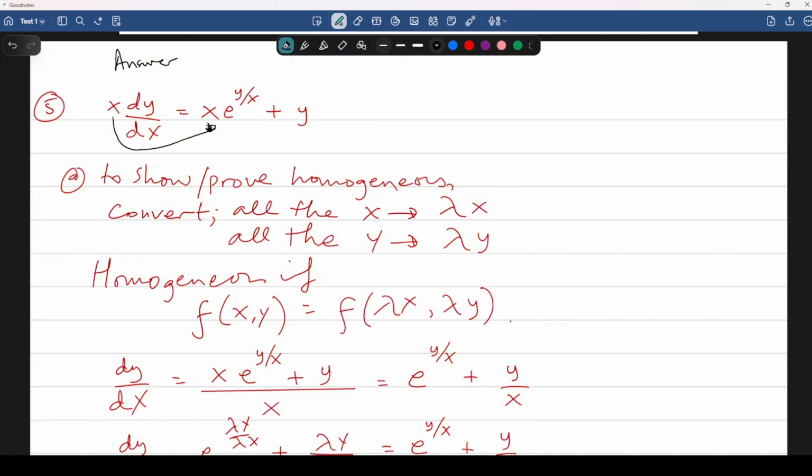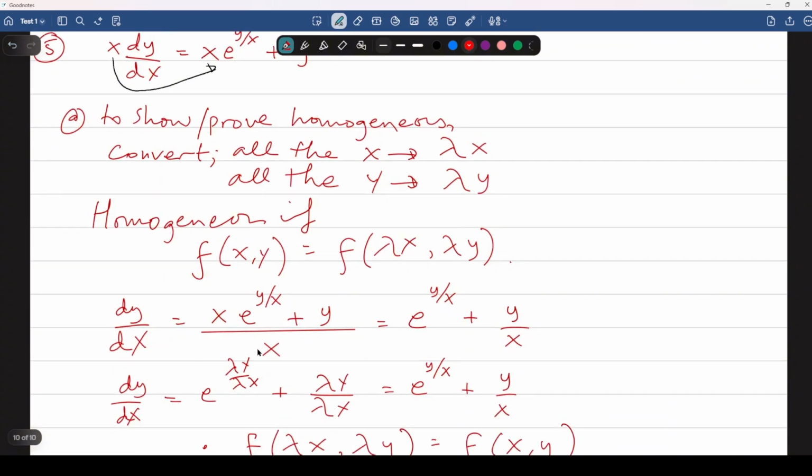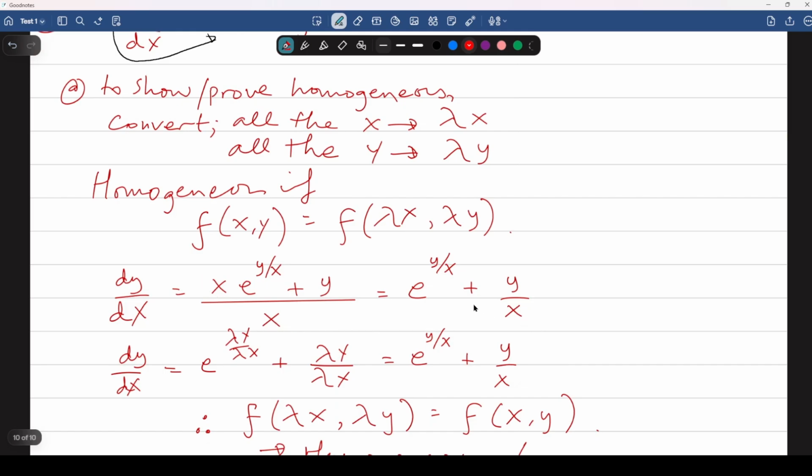So you have here x times e to the power of y over x plus y, now divided by x. We can cancel that and leave only y over x here. So the x is gone from this term, leaving only e to the power of y over x plus y over x, because the x is cancelled from the x over x.